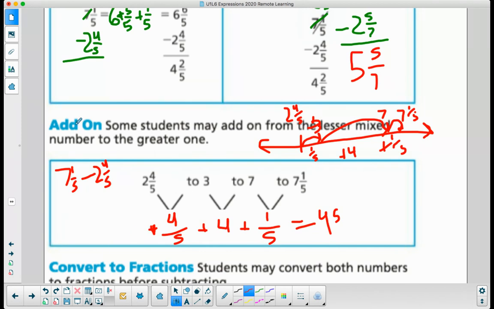Wait, my bad. I see the mistake I made. I'm so sorry. Where's my eraser? I'm like, that doesn't make sense. There's my eraser. This is not 4/5. 2 and 4/5 to go up to 3 is going up 1/5. There, I have it right up here. I don't know why I did it wrong down here. Sorry about that. I went up 1/5. So 4/5 plus 1/5 plus 1/5 is 4 and 2/5. So that is a way to count up.